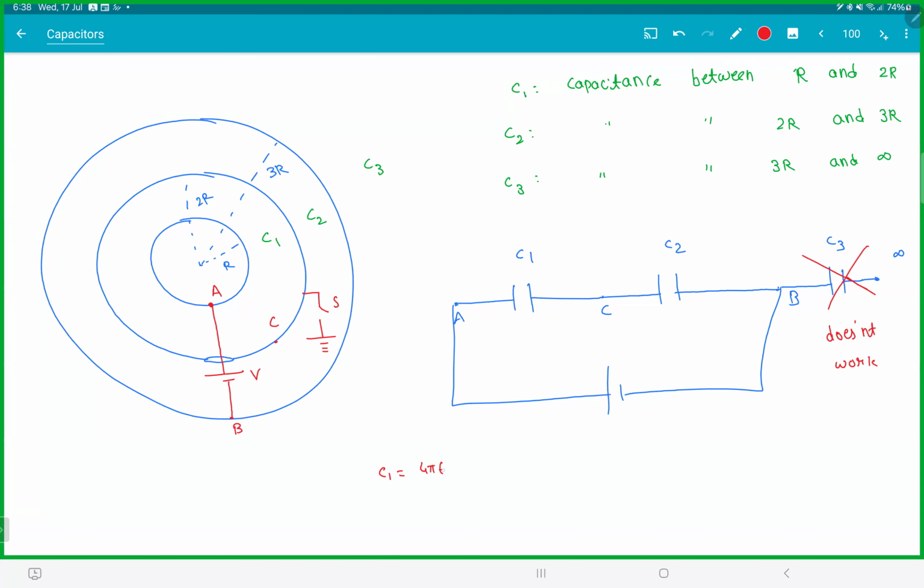C1 would be 4 pi epsilon R into 2R by 2R minus R. C2 would be 4 pi epsilon 2R into 3R by 3R minus 2R. So I don't think you'll get good answers. Capacitances are not that straightforward. The last one will be 4 pi epsilon 3R. These are the 3 capacitances. This is how the circuit looks. So C equivalent will be C1 C2 by C1 plus C2. You'll get the charge distribution done. The interesting part is when you ground it. Now what will happen when you ground this? Try.